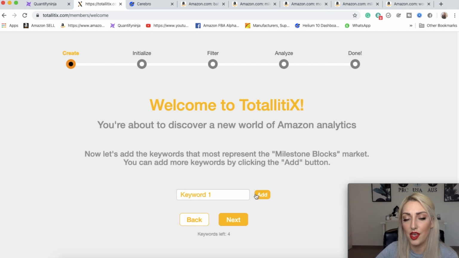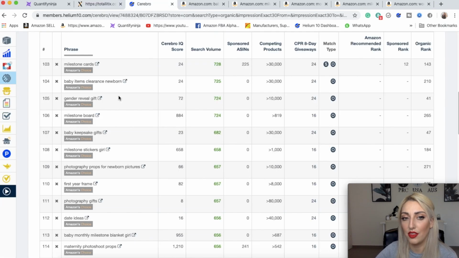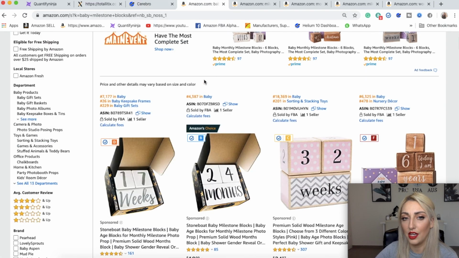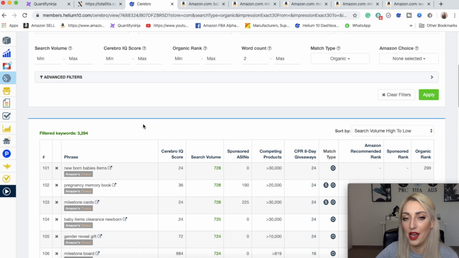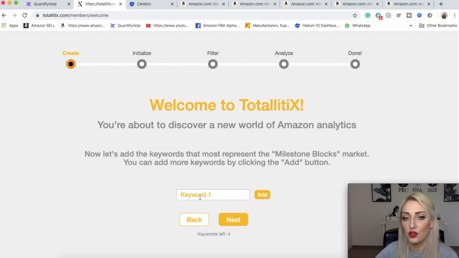Okay, and now I have an option of 5 keywords because this is the trial version. If you need more keywords, you can obviously pay for more. Now, I've already gone into Cerebro. I've taken the number one seller from this niche, taken their ASIN, went to Helium 10, put it into Cerebro, and mined down the keywords, and I've chosen my top 5 keywords, which are here, 1, 2, 3, 4, 5, and I'm then going to be putting them into here.